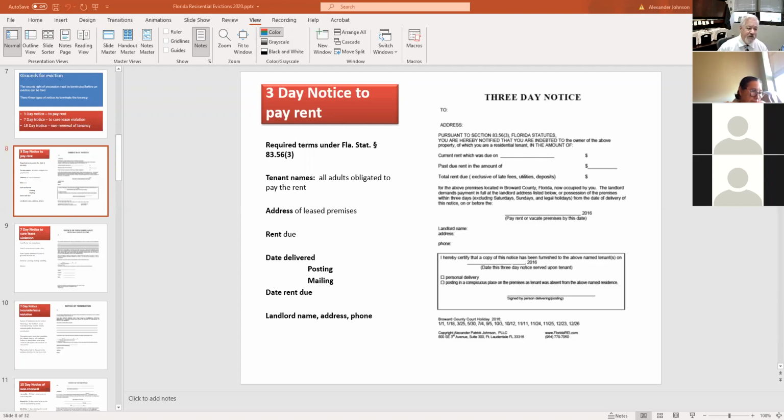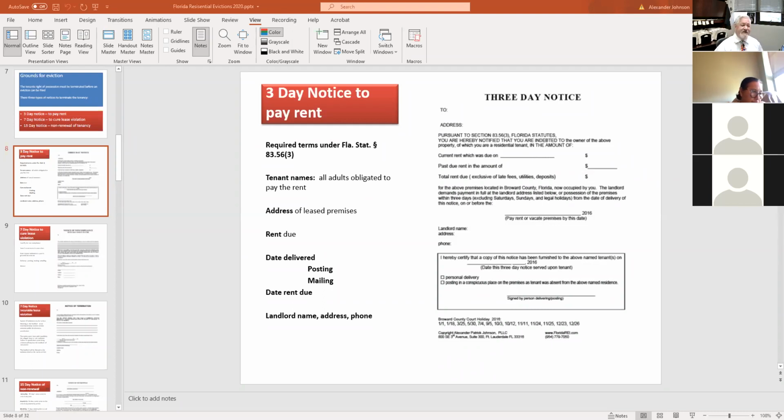If you ask for more rent than is actually due, your notice is defective. So then you will lose the case. So if there's any doubt about what's due, then ask for the smaller of the amounts.